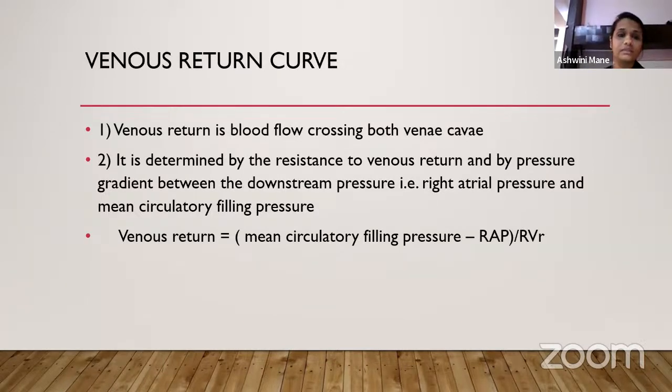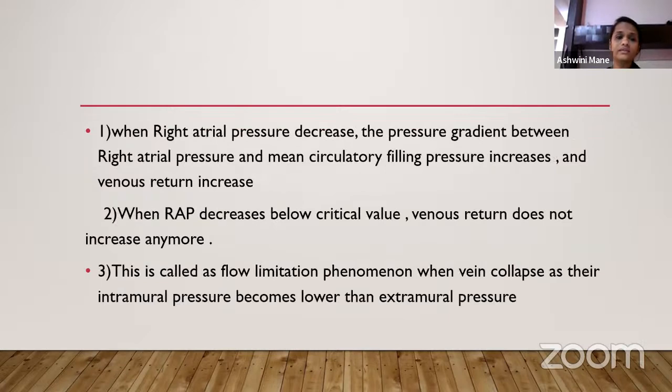The venous return is the blood flow crossing both vena cava, and it is determined by the resistance to the venous return and by the pressure gradient between the downstream pressure, that is the right atrial pressure, and the mean circulatory filling pressure. So the venous return can be described as mean circulatory filling pressure minus right atrial pressure divided by the resistance to the venous return. We can understand this in this way. When right atrial pressure is decreased, there is a larger pressure gradient between the right atrial pressure and the mean circulatory filling pressure. Because of this gradient, the venous return will increase.